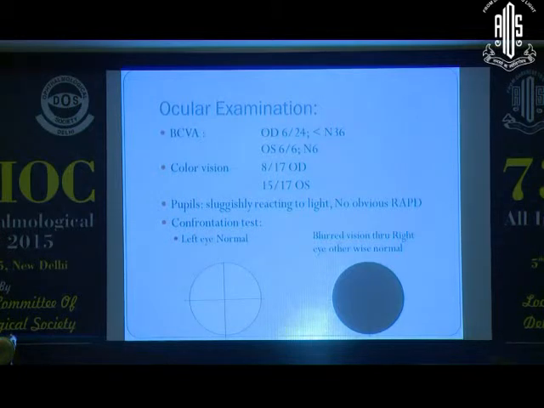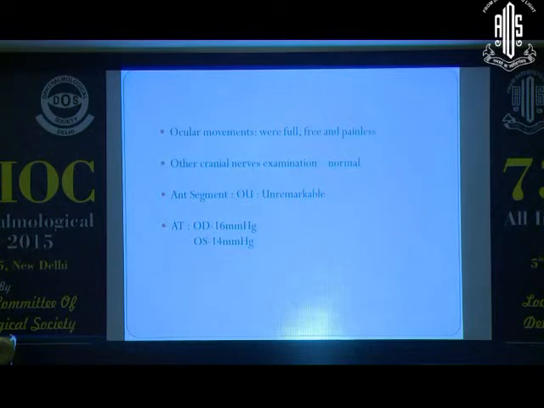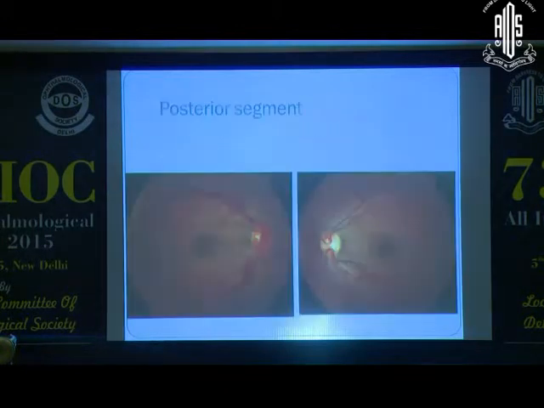Pupils were sluggishly reacting to light. There was no obvious RAPD. Confrontation test was normal. There was a blurred vision through the right eye, otherwise it was normal. Ocular movements were full, free and painless. Other cranial nerve examinations were normal. Anterior segment again was unremarkable with normal intraocular pressures.